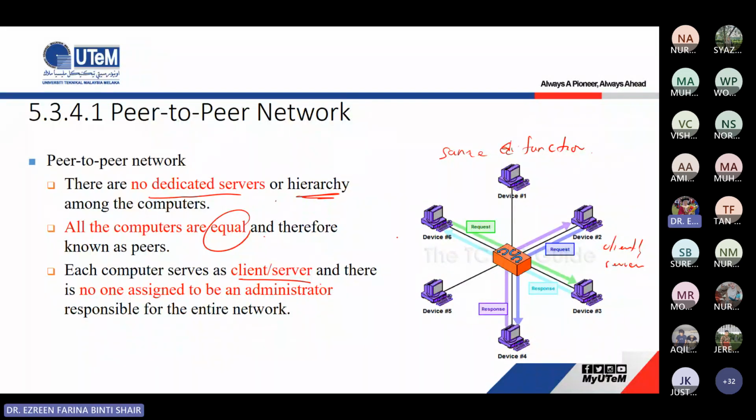There is no one single server or administrator. All of your devices act as the client and also the server. For example, device 6 can request something and device 3 can respond. All of these have the same or equal function. All of these devices act as both clients and servers. So this is what we call a peer-to-peer network.